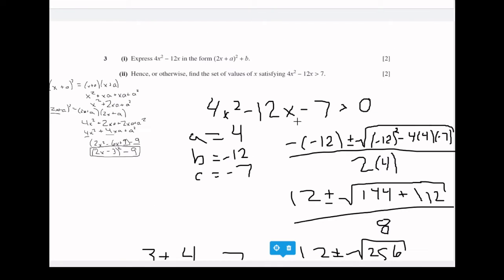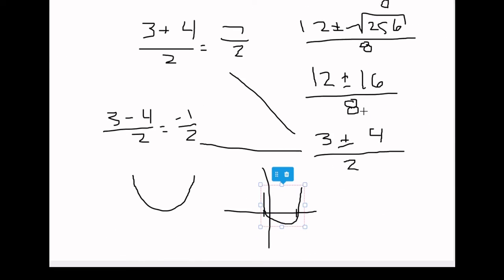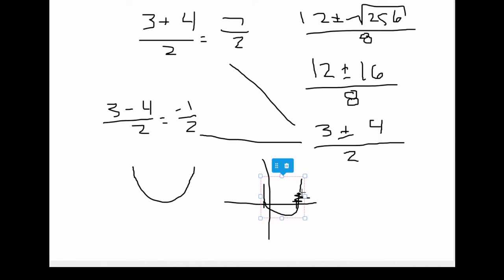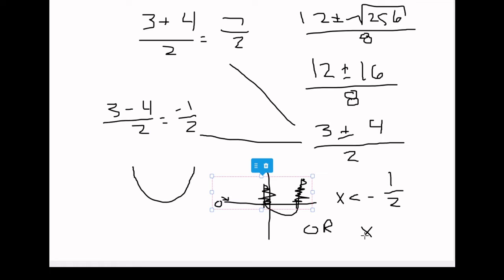Since our whole quadratic is greater than 0, it's still going to be the arms, because greater than 0 sort of means greater than this 0 right here, when your y is 0. So our final answer would be what's less than our lowest and greater than our greatest. So x is going to be less than negative 1/2, or x is going to be greater than 7 over 2.